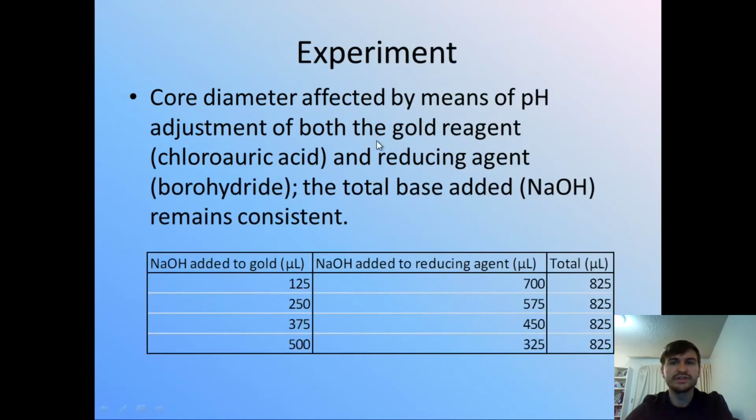So here's the experiment that is most recent we've been running. We're trying to affect the core diameter size by controlling the pH of both our 2 major reagents. We have our gold reagent, chloroauric acid, and our reducing agent, borohydride. The total base added, for our base we're using sodium hydroxide, is consistent throughout all the measurements, but we're altering the amount that's in the gold versus the borohydride reagent.